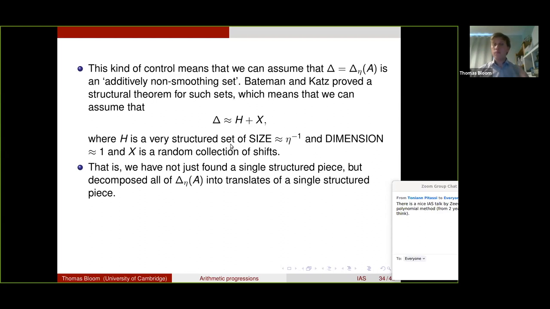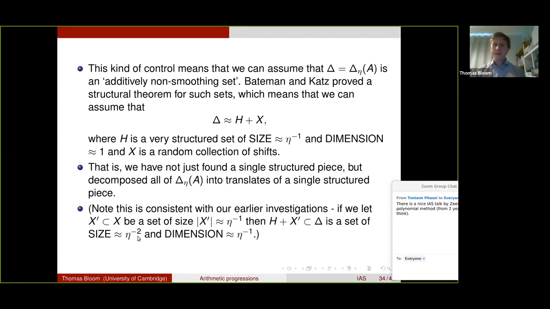So we haven't just found a single structured subset of the spectrum. We've actually decomposed the whole of the spectrum into this particular form, translates of some fixed H. I know this is consistent with what we were uncovering earlier, right? If I take, say, epsilon to the minus one translates of H, and I look at H plus those translates, then I've discovered a subset of my spectrum of size epsilon to the minus two and dimension epsilon to the minus one, for example, which is precisely what my lemma from 2014 guarantees exists. But it's a much more precise form of that.